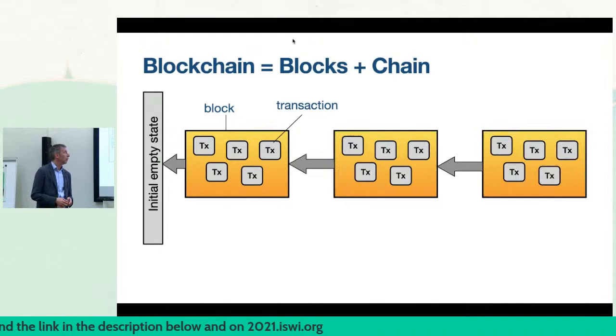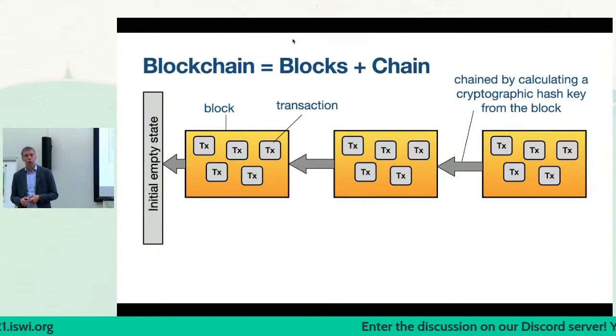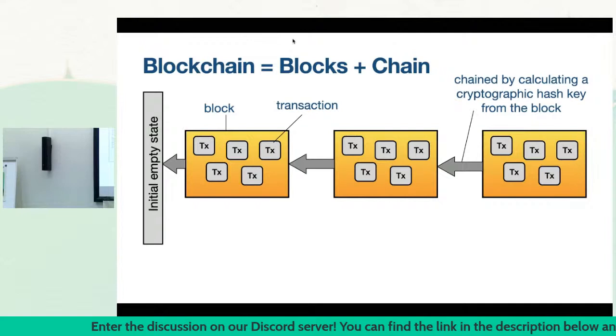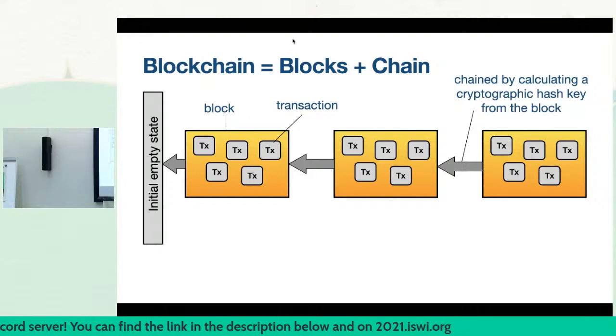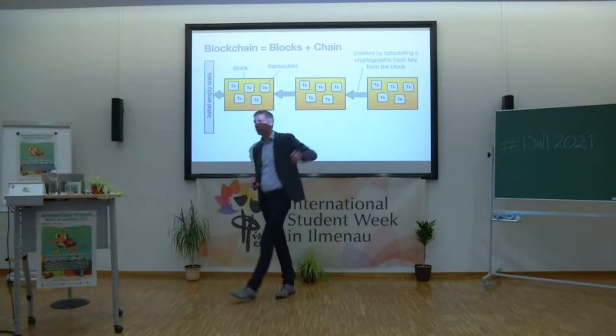So we have this concept of a block, and then we need a concept of a chain. A chain is that one block refers to another one. So this block refers to this, this block refers to this. So how do we do this chaining? We take this block, calculate a cryptographic hash, and store it here. So this is the chain. And that means each block is based on its predecessor.